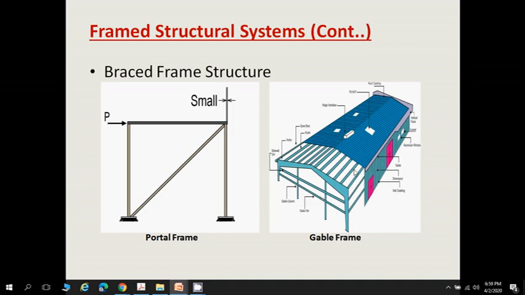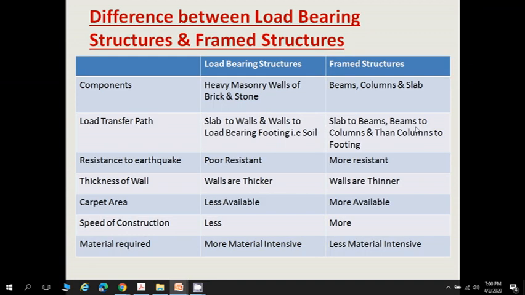Okay. So these are the structures which are shelter type structures, and these structures are used as cold storage or very big structures, and these are single story type structures. Okay, next. So what are the differences between load bearing structures and framed structures?